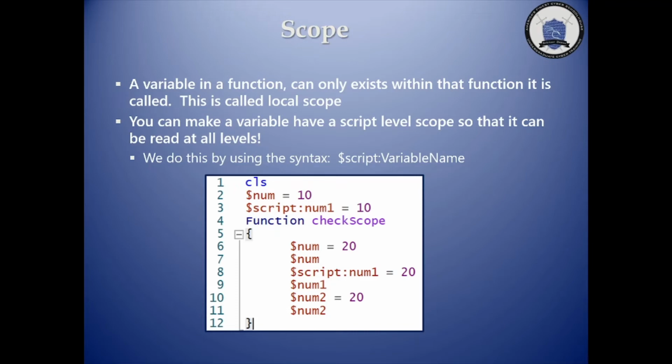So a scope is kind of like you're creating sort of a global variable here. You can make a variable and have it at a script level scope so that it can be read at all levels. We can do this with the syntax $script, as you can see right here, and then colon, and then whatever the variable name is. Down here in our example, we've got num equals 10, and then script num1 equals 10. So this function is not going to be able to see num, but it can see num1 because we've got that script before it, so it's at that larger scope there.